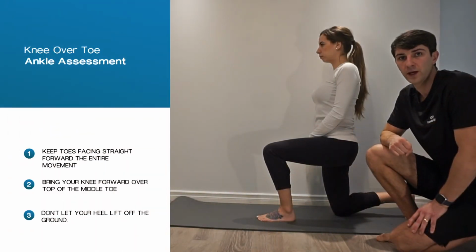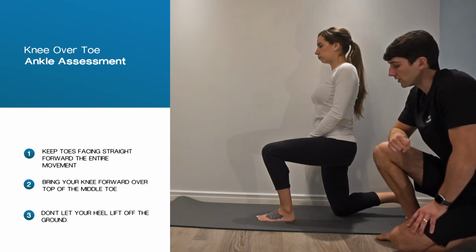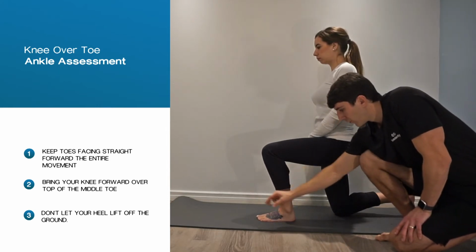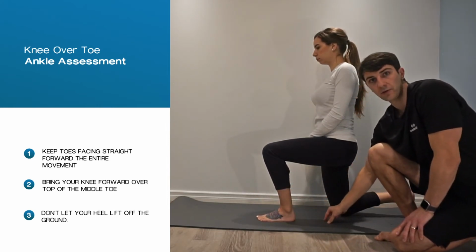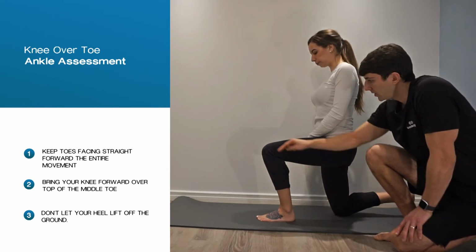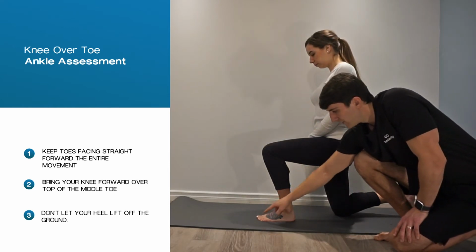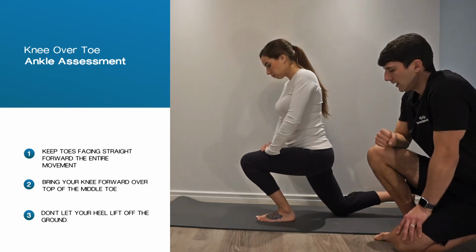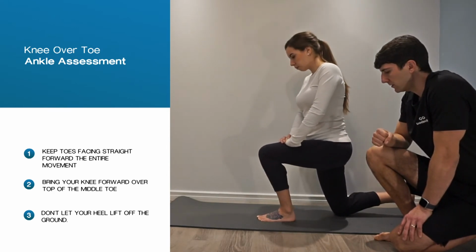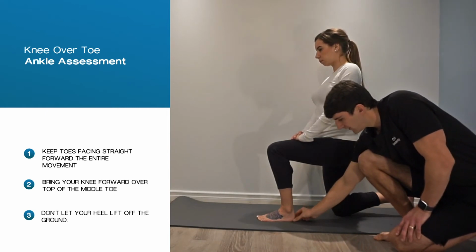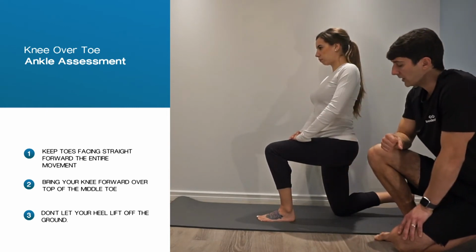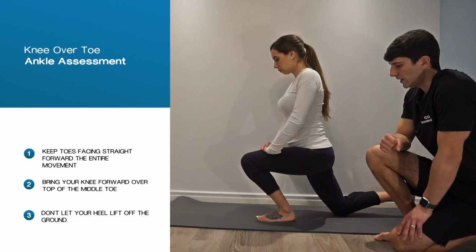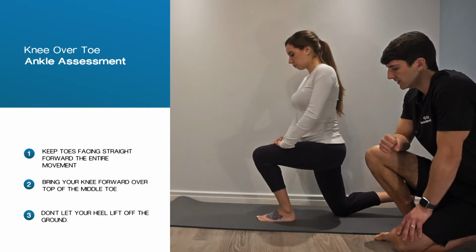Knee over toe ankle assessment. Start with the toes facing forward and the heels pointing directly backwards. You're going to bring your kneecap over top of the middle toe and then return to your start position, making sure not to lift the heel off of the ground. 2 repetitions would look like this.